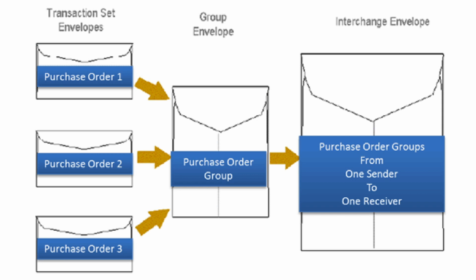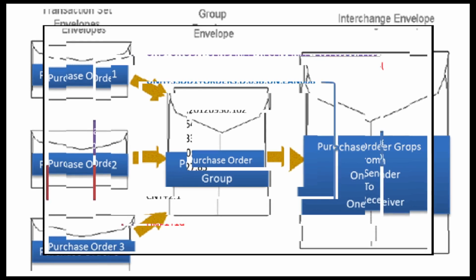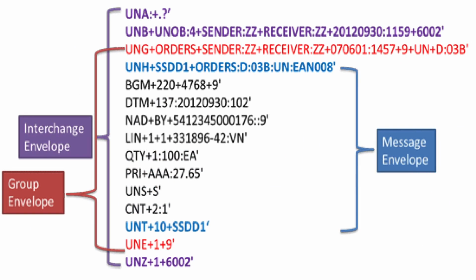Now we see about the envelopes. Just as paper business documents are sent in envelopes, EDI documents are exchanged using electronic envelopes, which are of three types. The first is the message envelope: each transaction set, or electronic document, is placed in an individual message envelope. The next one is the group envelope: a group of transaction sets or electronic documents is placed in a group envelope. The next one is the interchange envelope: all group envelopes which are sent from one sender to one receiver are placed in an interchange envelope.